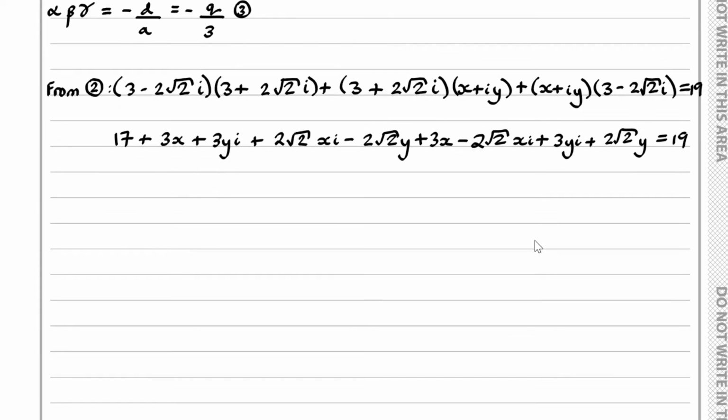So if we simplify all of this, hopefully here you can see that the 2 root 2 xi and the minus 2 root 2 xi cancel. Hopefully you can also see that the minus 2 root 2 y and the 2 root 2 y also cancel. So tidying all of this up, we have 17, now 3x plus another 3x, that's 6x.